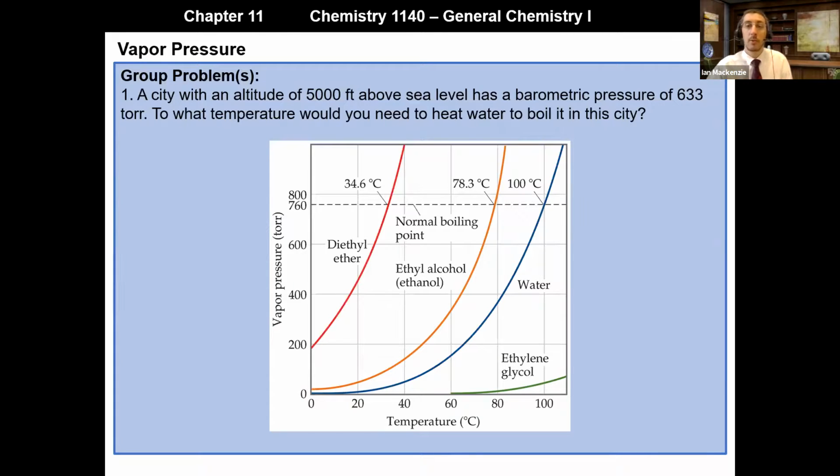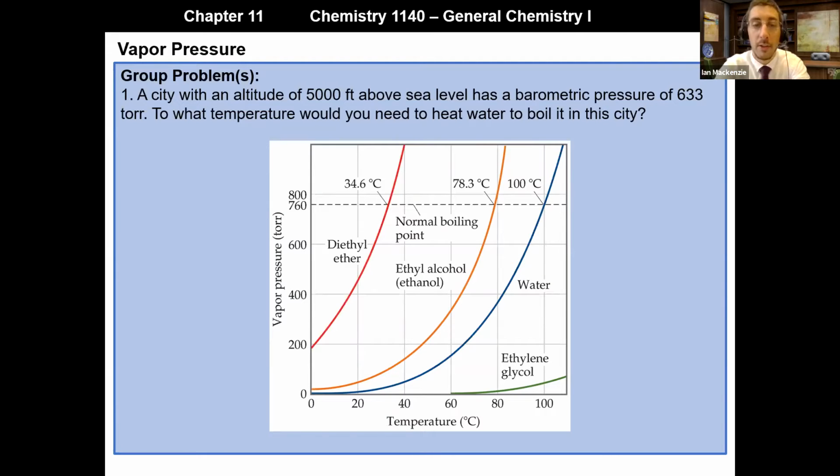A city with an altitude of 5,000 feet above sea level has a barometric pressure of 633 torr. So that's the atmospheric pressure at that city. To what temperature would you need to heat water to boil it in that city? Rather than being at 1 atmosphere, we are told that the external atmosphere is 633 torr, not 760, but 633. So we simply need to find the point on the curve where the vapor pressure of water equals 633 torr. It's a little bit of an estimation here.